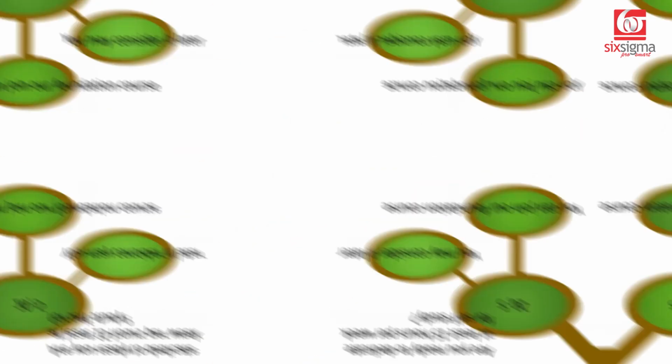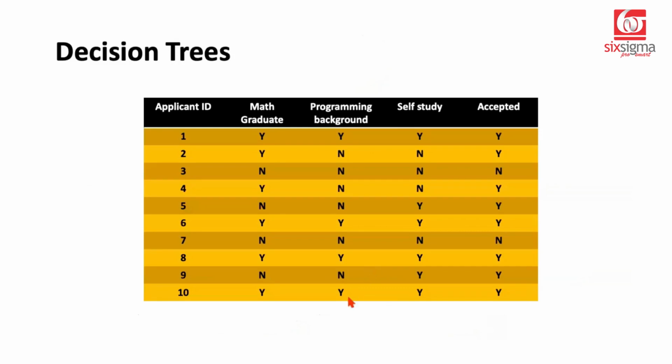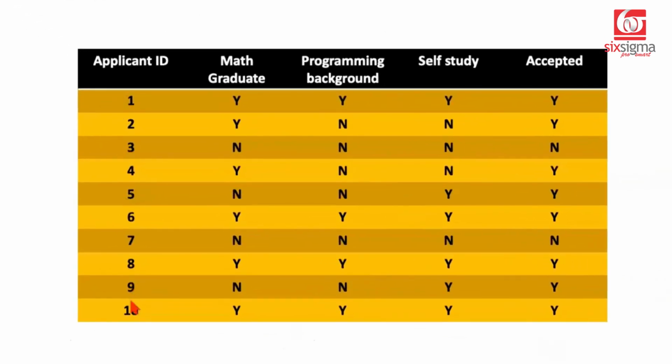How would this data look? So we have captured the same information that you saw there in the form of some features. We have an applicant ID, the student ID. Then we have captured whether the person is a math graduate or not, whether the individual has a programming background or not, and whether the person is willing to allocate sufficient time for self-study. And as a result, we have the final acceptance column.